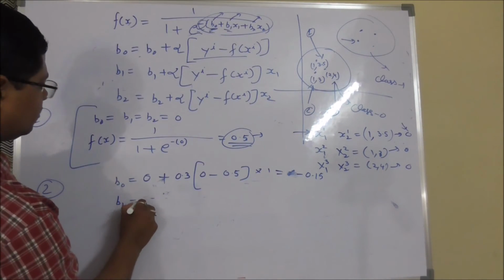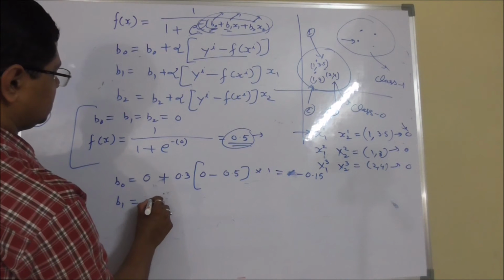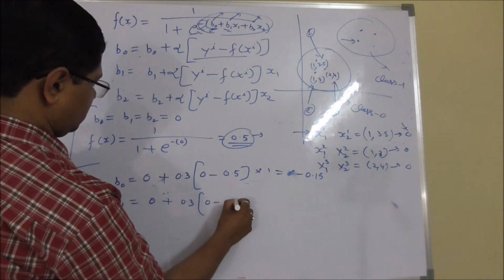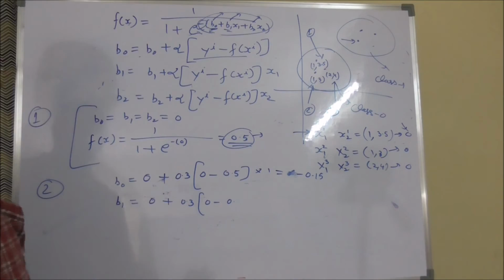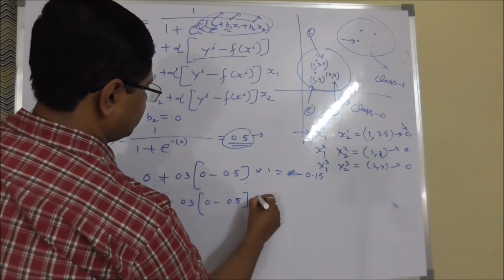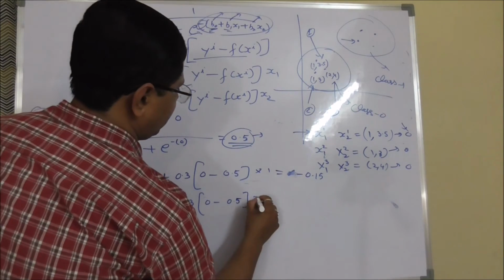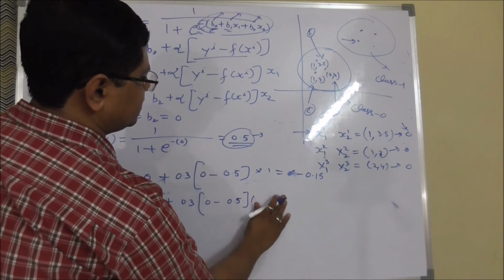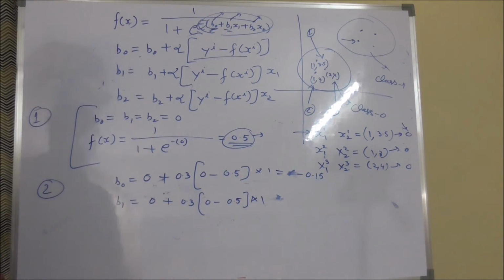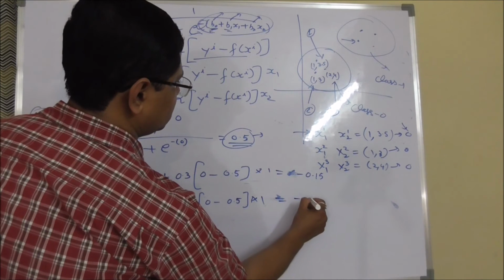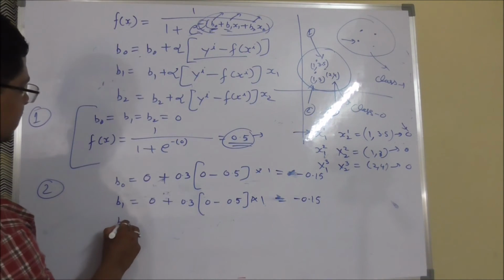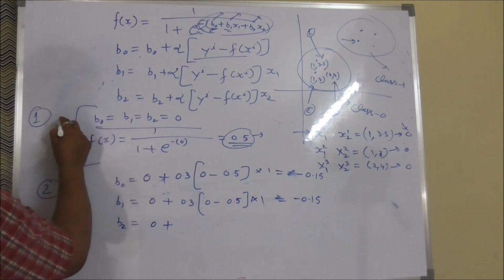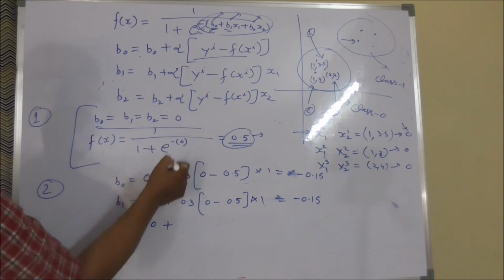Similarly, we can calculate the value of b1 as 0 plus 0.3 into 0 minus 0.5 into x1. Here the value of x1 is 1, so we will replace this as 1. So now it is again minus 0.15. Similarly, we can calculate the value of b2 as 0, because at our initial stage, at first iteration, our value of b0, b1 and b2 is 0.